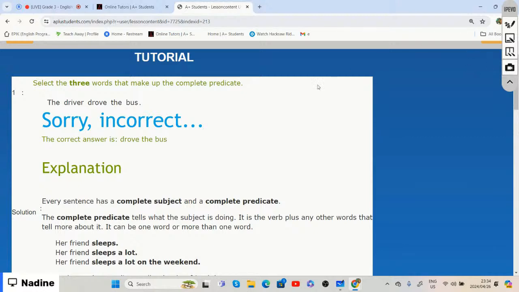All right, we need to select three words that will make up our complete predicate. What are the three words? Is it the driver? In the sentence, it is the driver drove the bus. We need to say what the subject is doing. What is the driver doing?